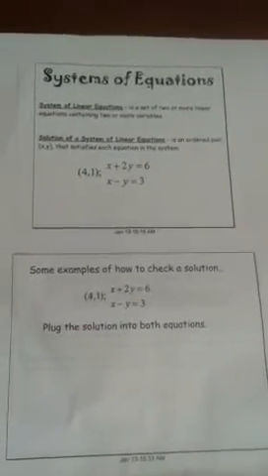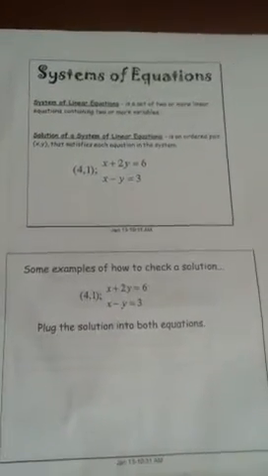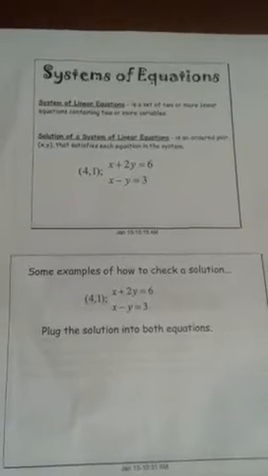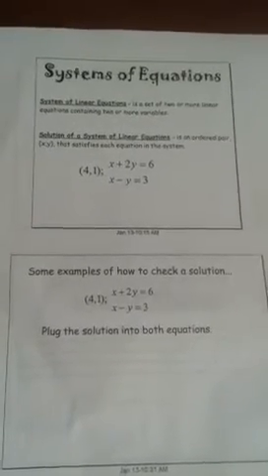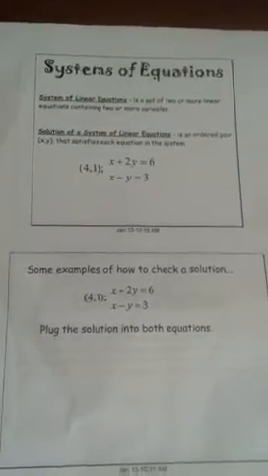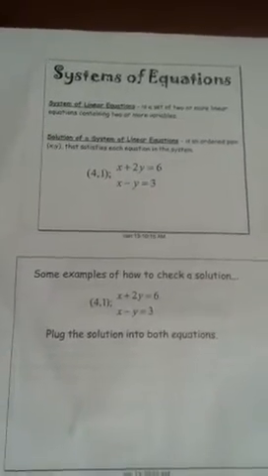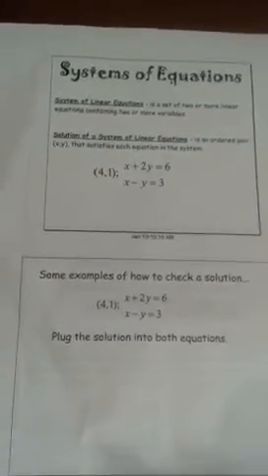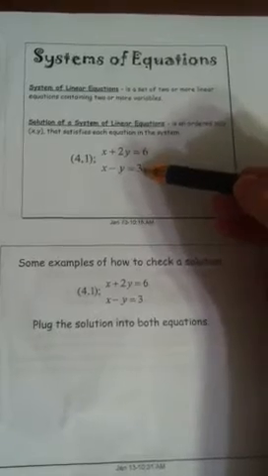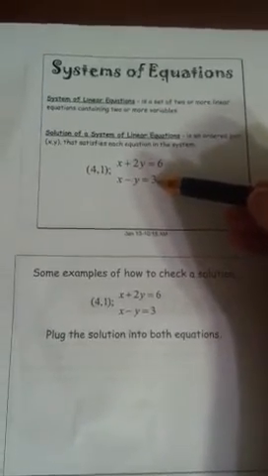Okay, so today we're going to learn about systems of equations. A system of linear equations is a set of two or more linear equations containing two or more variables. All that means is that we're talking about a set of two different equations that have the same solution.